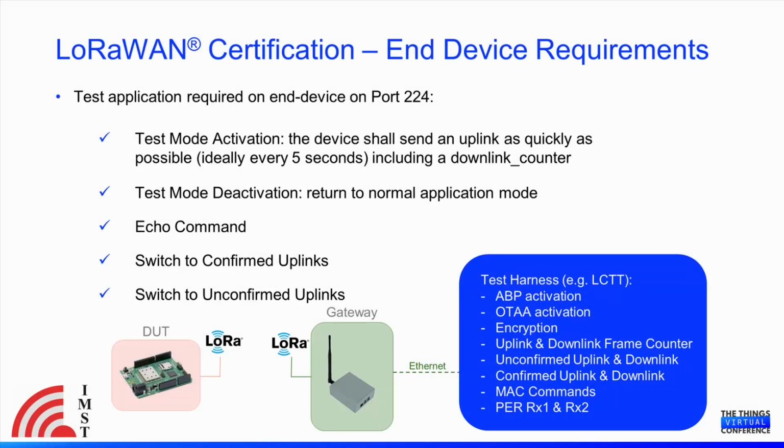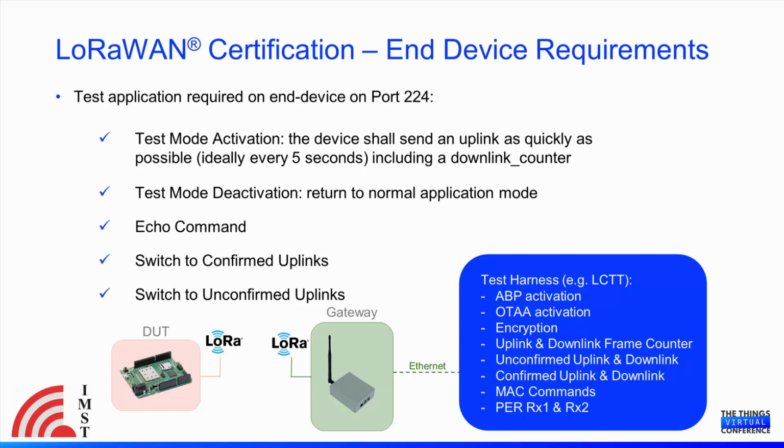Going into detail on the end-device certification requirement, the end device should include a test application running on port 224 to be able to run the LoRaWAN certification test. This includes several test commands for the test mode activation, deactivation, echo command, and selection of confirmed or unconfirmed uplinks.